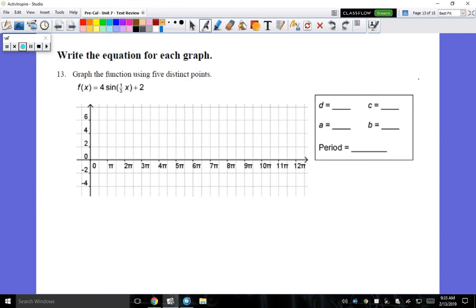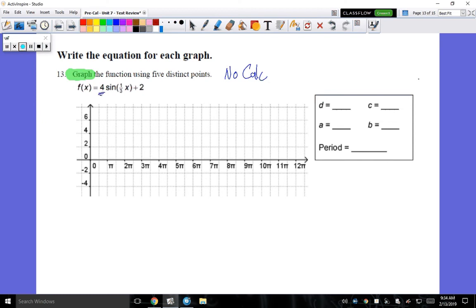Okay, so let's look at 13. 13 is different from all the other ones surrounding number 13 on the test review because we are finally going to graph this equation. Remember, we are not going to use a calculator, so we're going to do this by hand. So let's identify the following pieces.